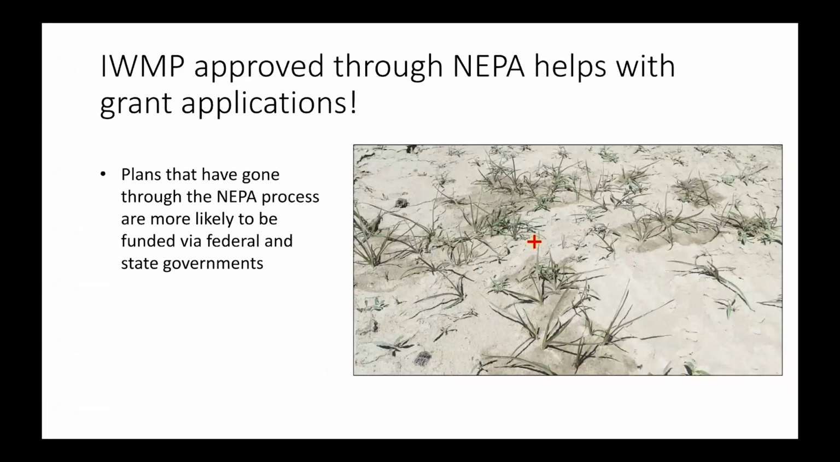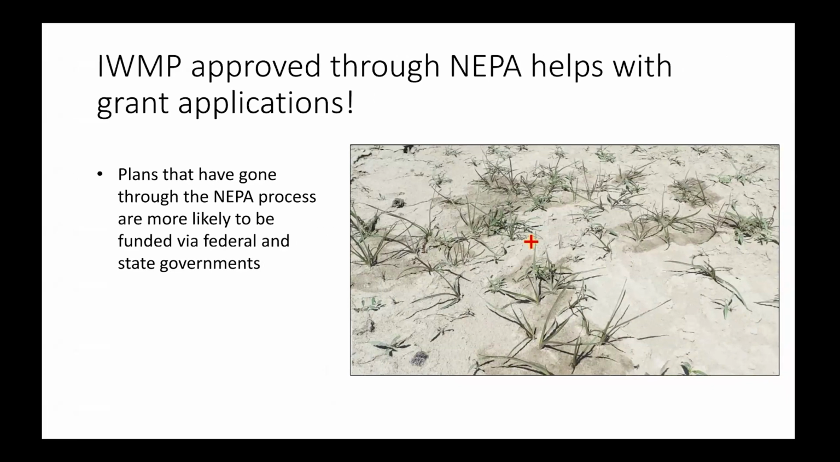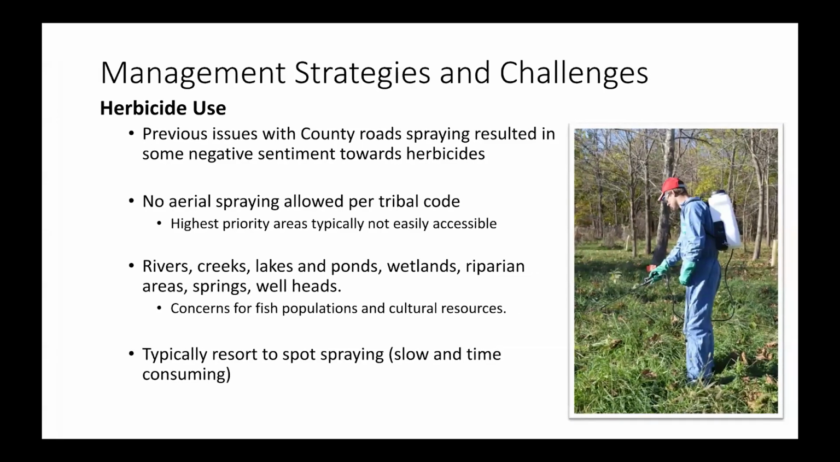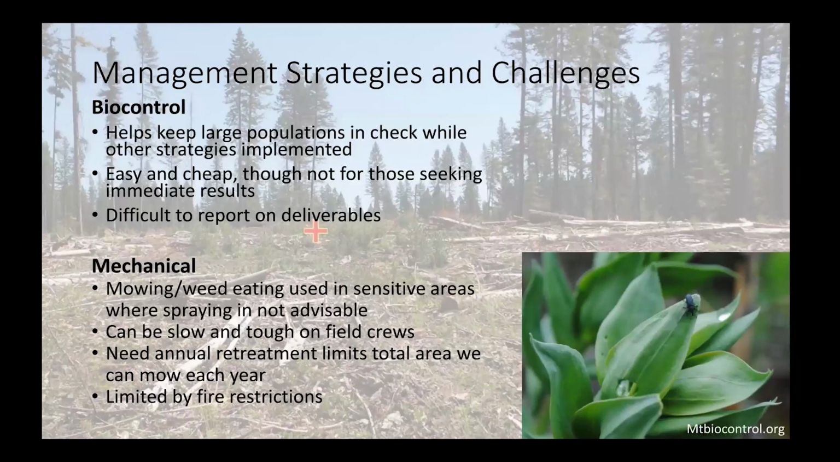And so having your management plan approved through NEPA really helps with your grant applications. For federal funds to fund projects like this, it needs to go through the NEPA process. For just a quick example, we've been treating flowering rush along the banks of Lake Roosevelt, and we couldn't have gotten funding for that without our finding of no significant impact. And then I had some management strategies, but we'll just skip to the end here to limit the amount of time I'm taking up.